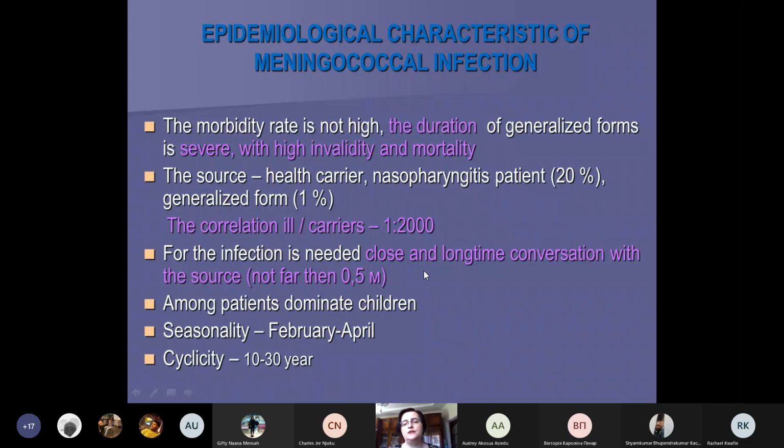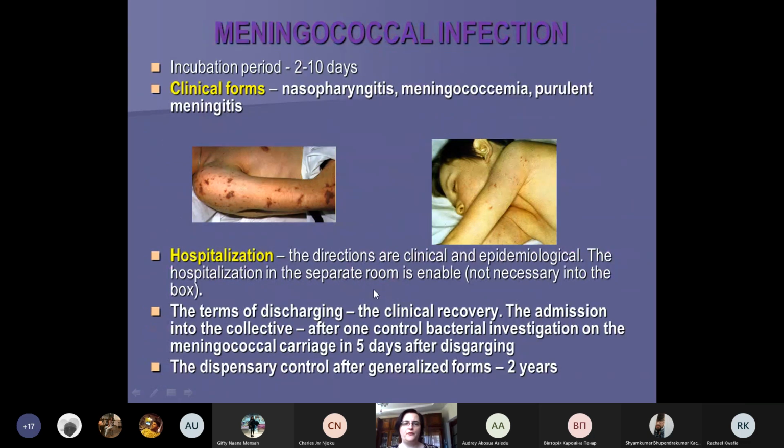For the infection, close and long contact, conversation with the source, not further than half a meter, is needed. Among patients dominate children, yes, because of absence of immunity. Seasonality is February to April. Cyclicity is 10 to 30 years, as I told you. Incubation period is about 2 to 10 days. Clinical forms can be nasopharyngitis, meningococcemia, and purulent meningitis.